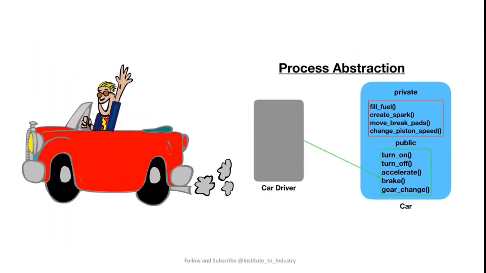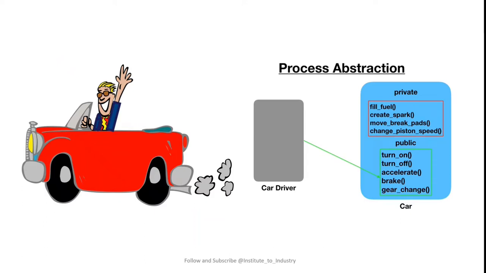Then the process abstraction, data abstraction in a sense. For example, if you are owning a car, you just worry about how to drive that particular car and when to fill your fuel. You no need of worrying about how your piston speeds up, how your car is manufactured in the factory. Those kind of details you no need of worrying about.